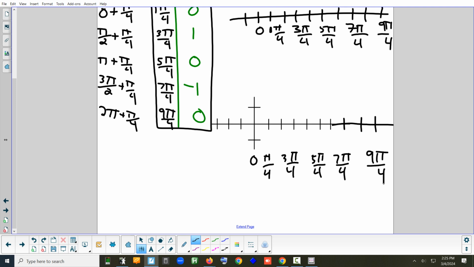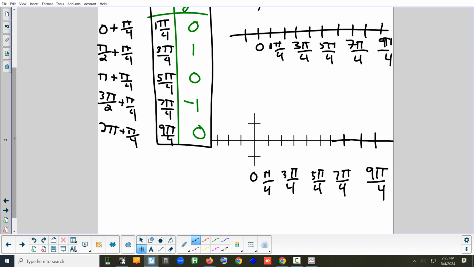Okay, let's do our points. What's the first point that we're going to do? Pi over 4, comma, 0. 3 pi over 4, 1. 5 pi over 4, 0. 7 pi over 4, negative 1. And then 9 pi over 4, 0. Got a little lousy where I drew it by hand.